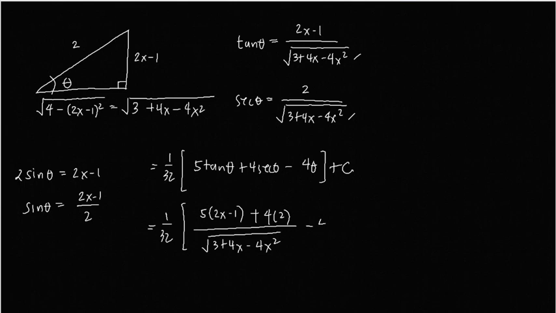Then minus 4 theta, which comes from here. So theta is actually equal to what? Arc sine of, we can say this is x minus 1/2.